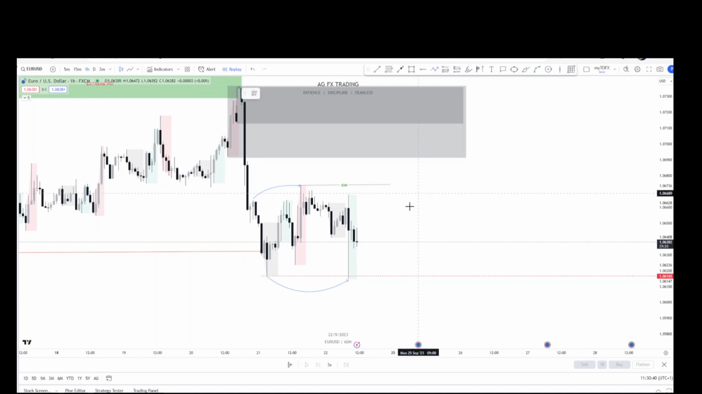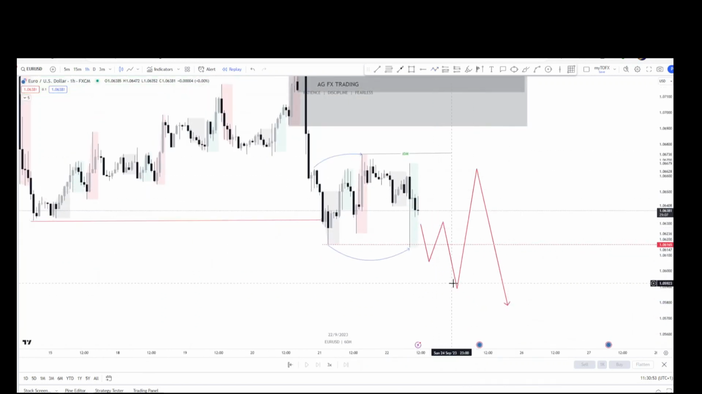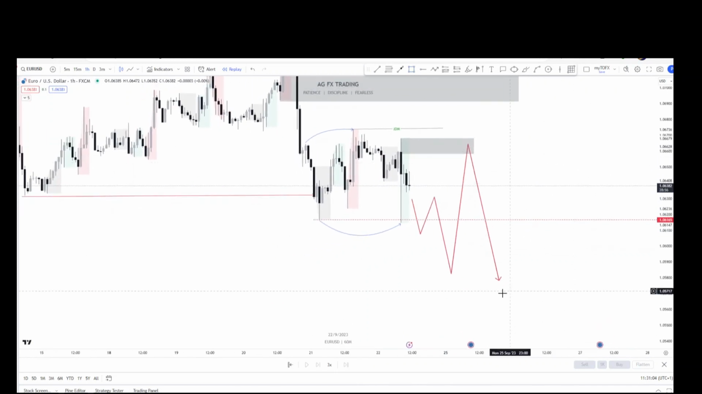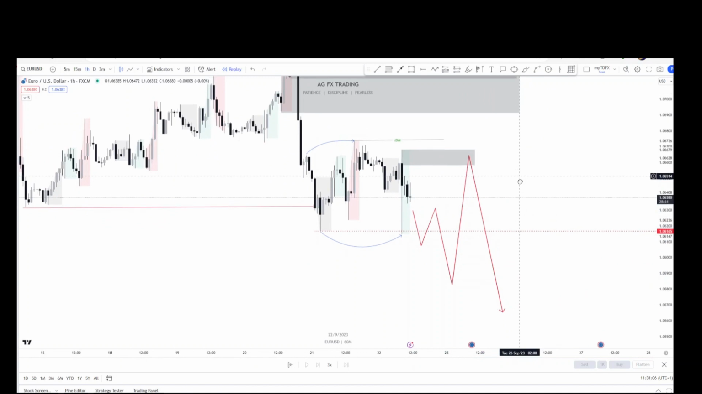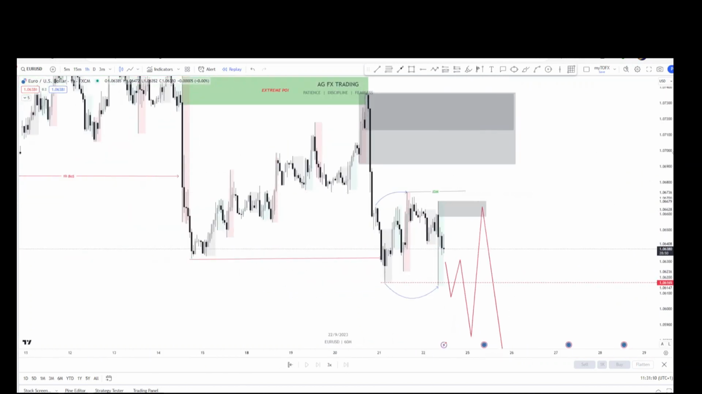is if we have a closure here. If we have a closure here, that means we need to create another new inducement so that we can have something to sell from. That is if we close below it. Maybe we use this unmitigated wick as our unmitigated order block to target the continuation sell. So those are the two scenarios I'm looking at this time.